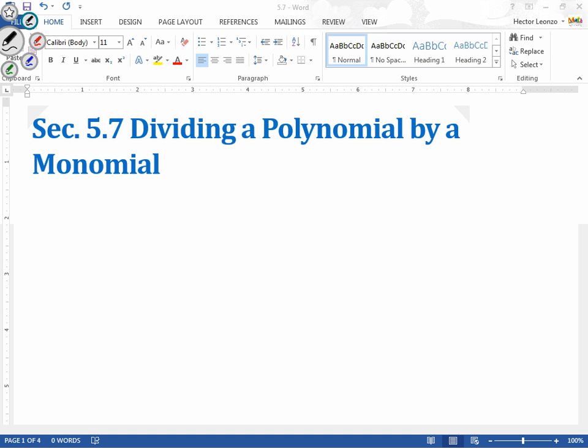Now 5.7 is going to be dividing, but we're going to divide by a monomial. Monomial, remember, is one term. But before I look at polynomials, let me do a refresher on how we do fractions on real numbers.